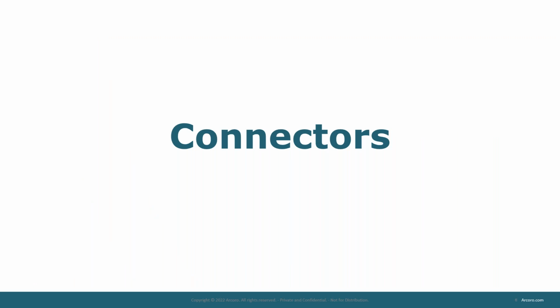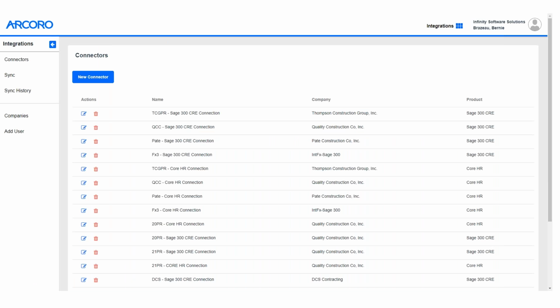So let's get into a quick demo, slide deck demo anyways, of what the pages look like. The first area is our connectors area. When you get into the integrations UI, you'll see there's my pointer, thank you. You have navigation on the left here. What you will see is connectors, sync, and sync history. I'm logged in as an admin of the integrations platform, so I also have this companies and add user.